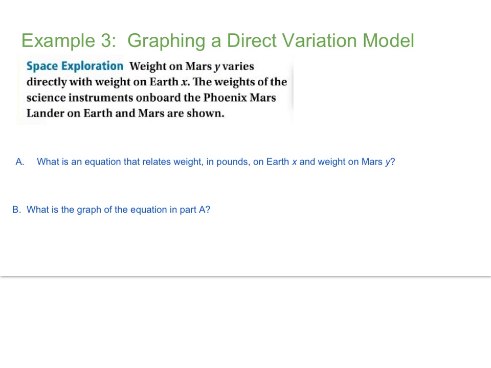Graphing a direct variation model. Example 3. Space exploration. Weight on Mars, y, varies directly with the weight on Earth, x. The weights of the science instruments on board the Phoenix Mars lander on Earth and Mars are given. On Earth, the weight of the Mars lander is 130 pounds. On Mars, the weight of the Mars lander is 50 pounds.